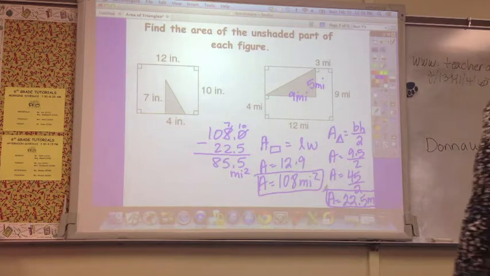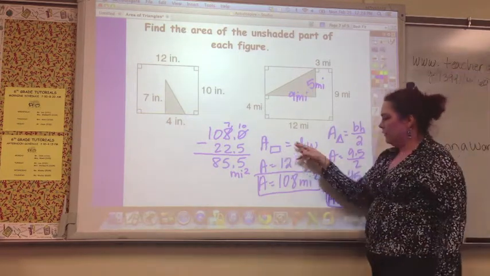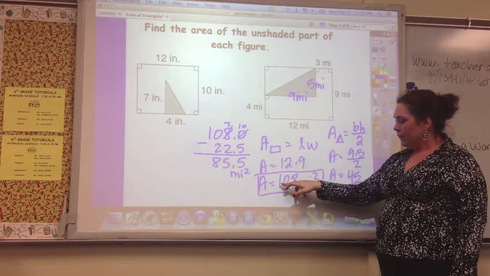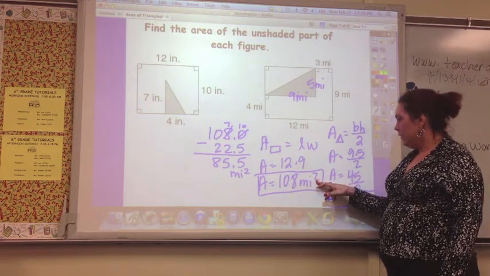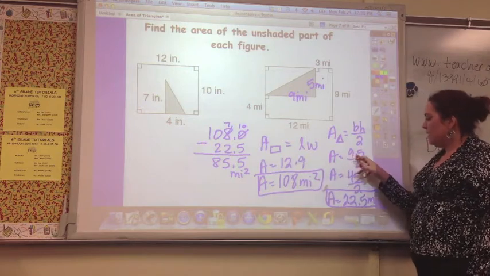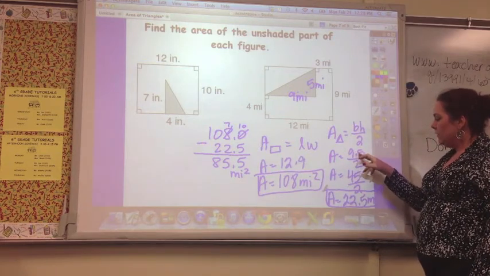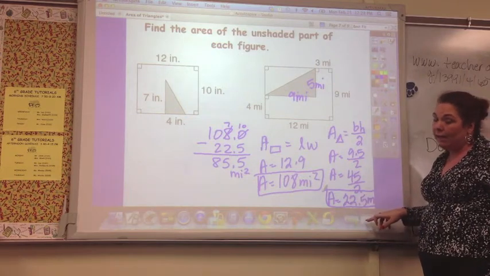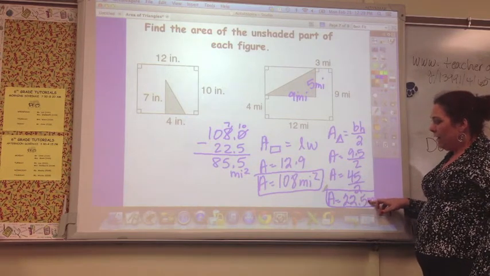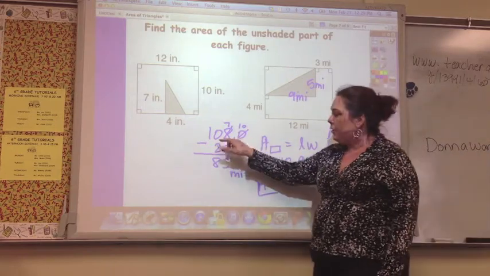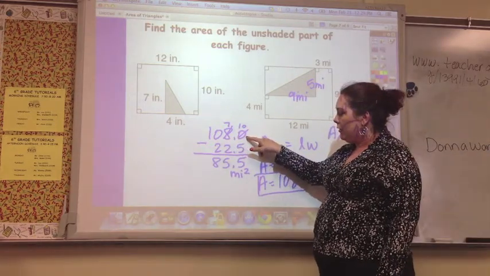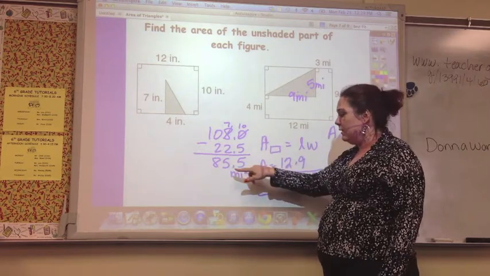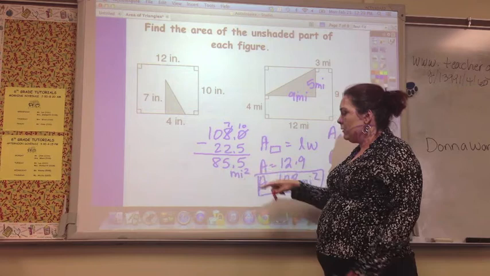Okay, so the area of the rectangle is length times width. So it's 12 times 9. So it equals 108 miles squared. The area of the triangle is base times height divided by 2. So 9 times 5 divided by 2, which is 45 divided by 2, which is 22 and a half, or 22.5. And then you bring that over and you have to add a 0 to the 108, and you subtract and you get 85 and 5 tenths. 85 and 5 tenths miles squared.